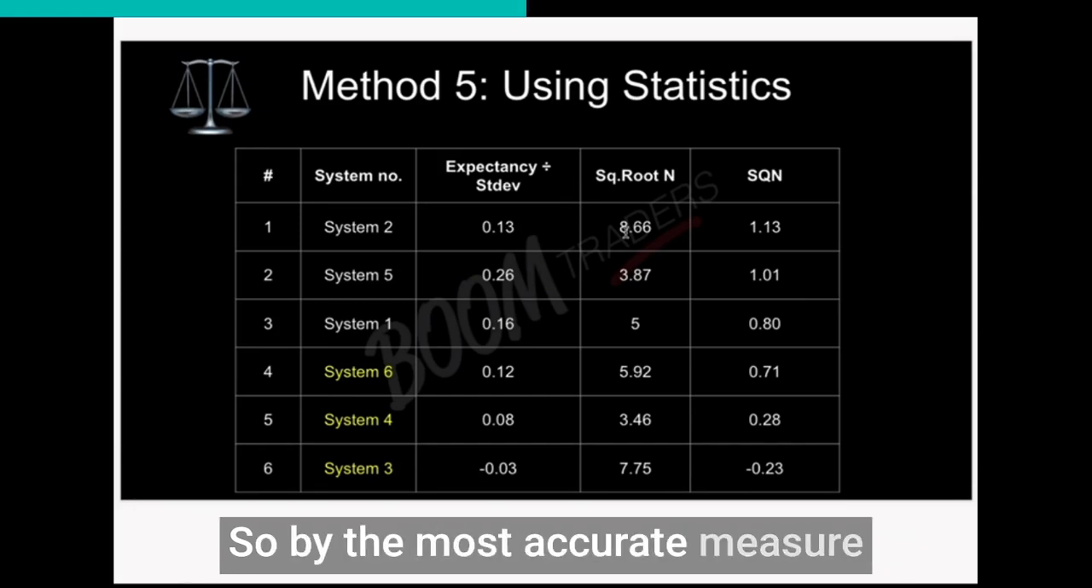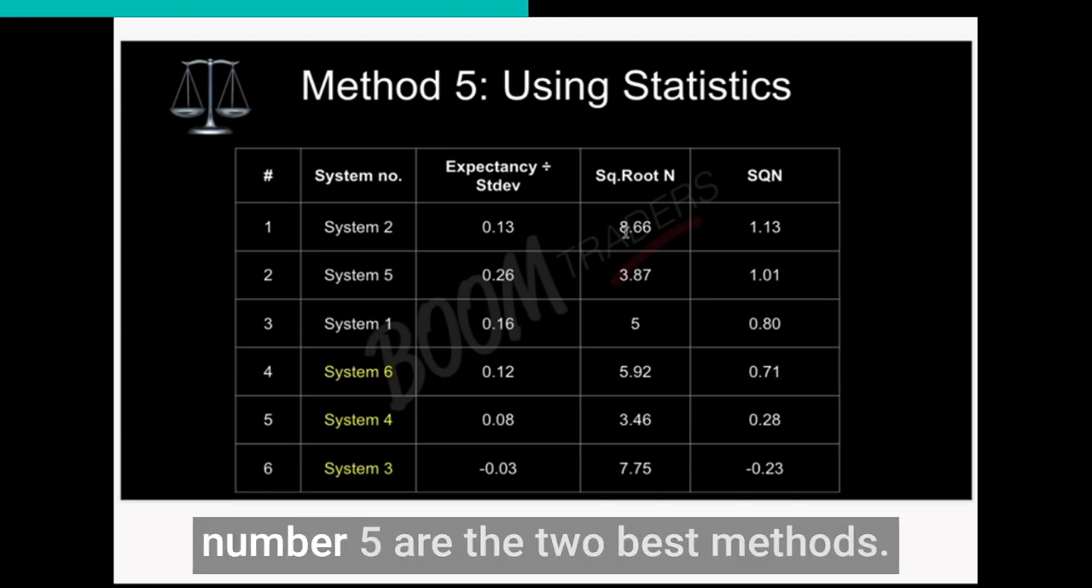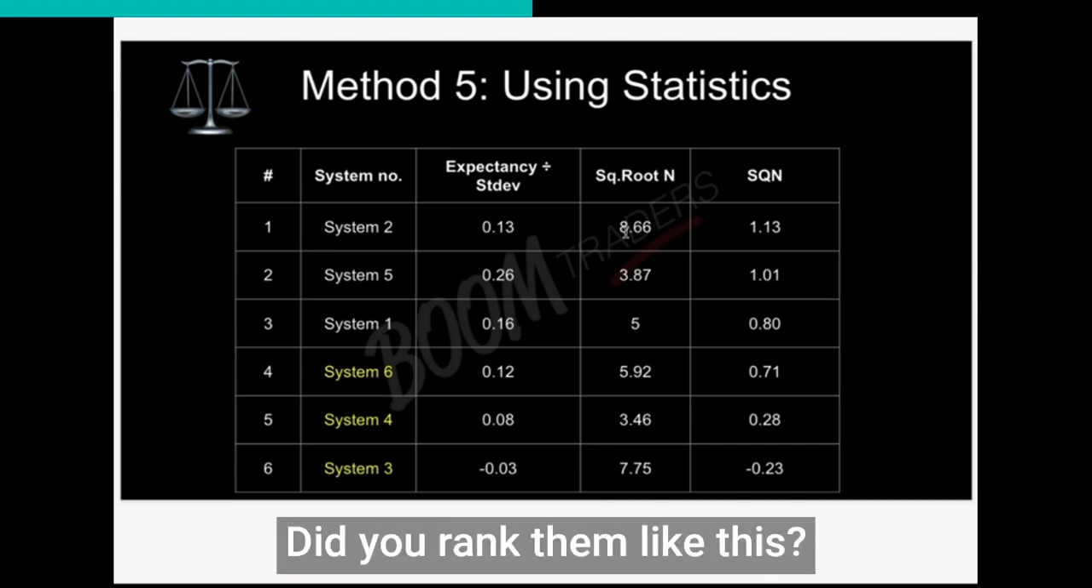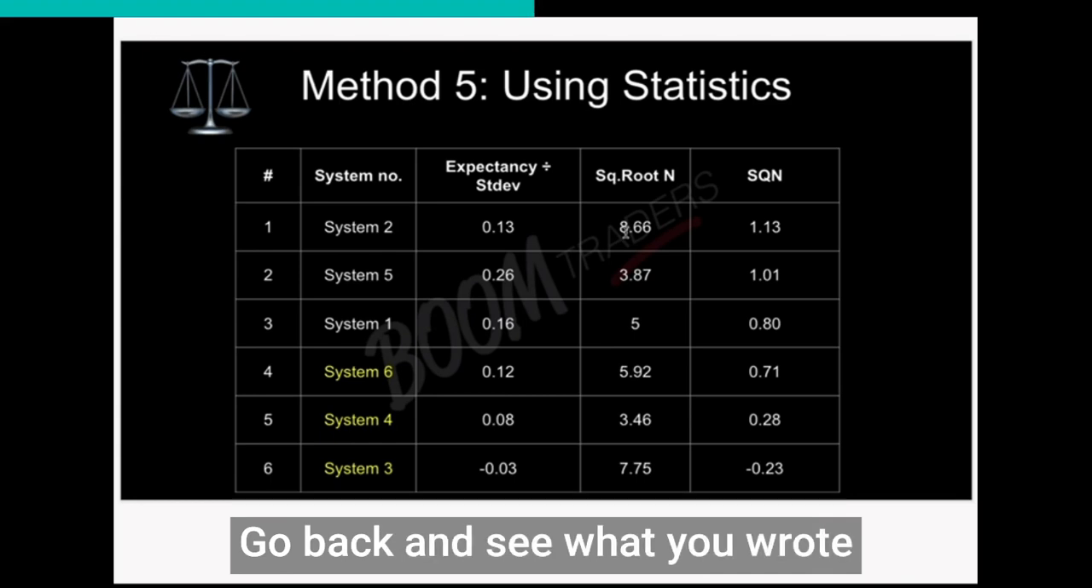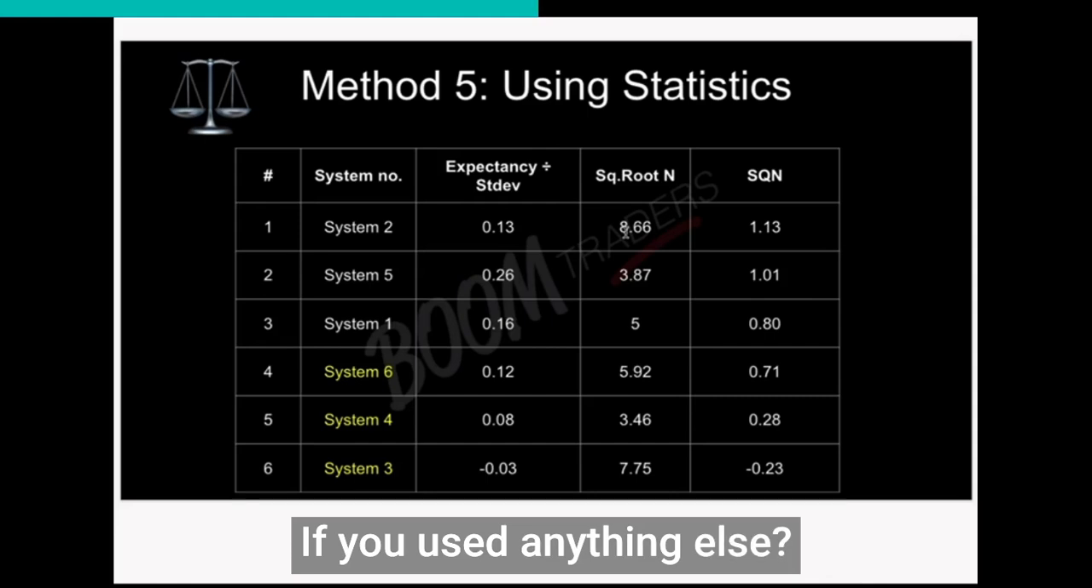So by the most accurate measure, system number 2 and system number 5 are the two best methods. Did you rank them like this? Go back and see what you wrote on the little piece of paper. Did you rank system 2 or 5? If you used anything else, I'd love to hear that in the comment section below, so just tell us.